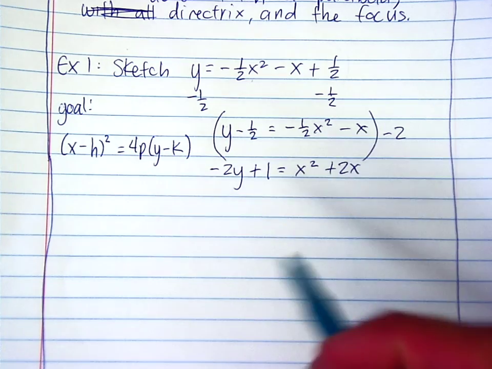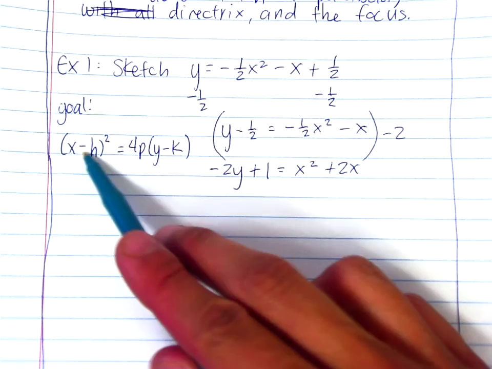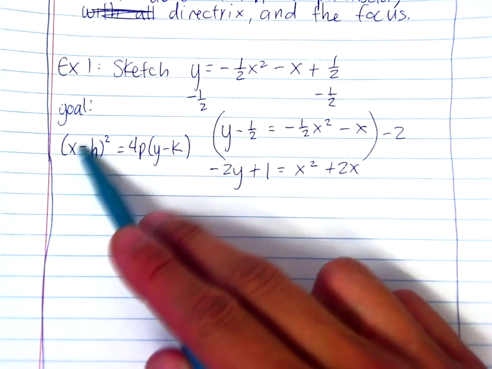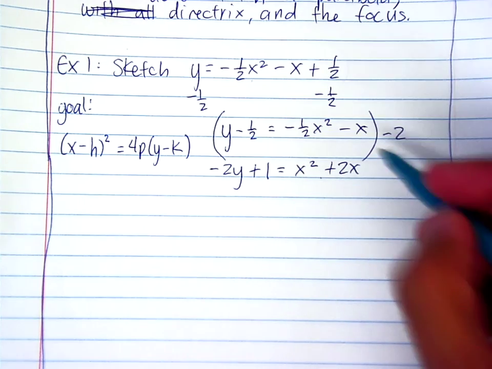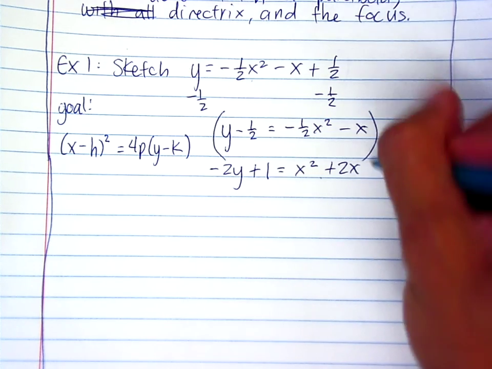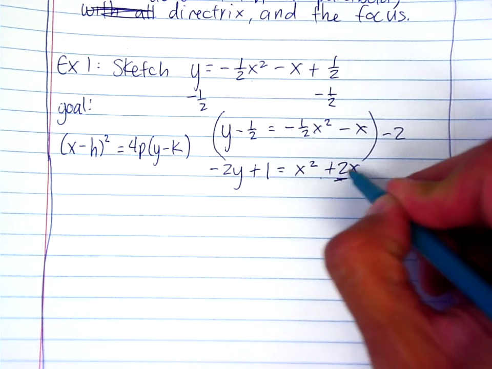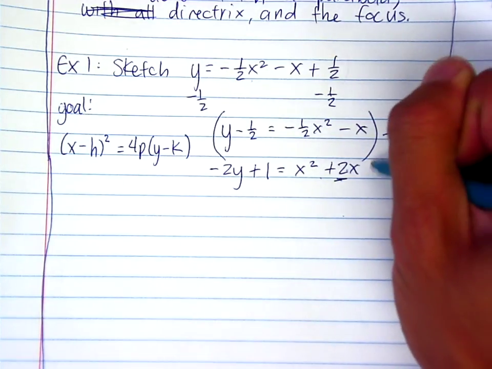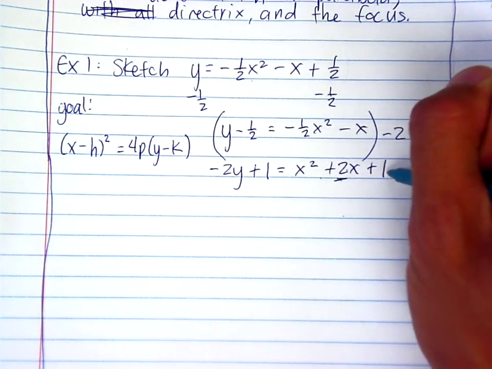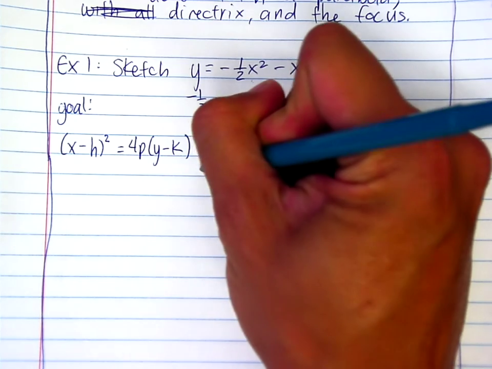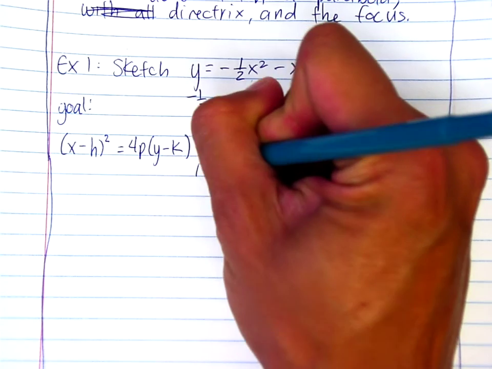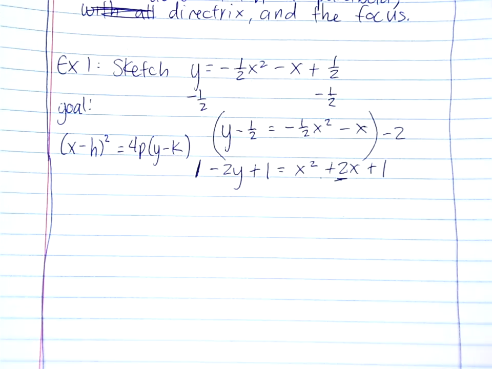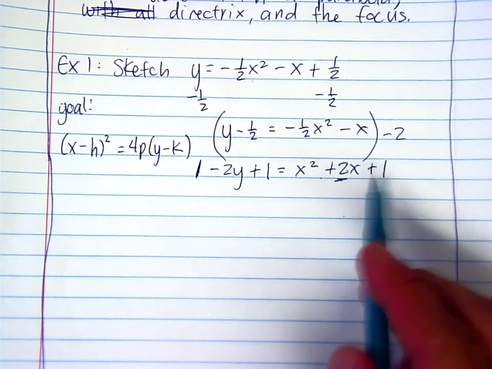Okay, so now it looks like I'm getting a little bit closer. Again, I want to complete the square for the x. So I'm going to add b over 2 squared. Since b is 2, 2 divided by 2 is 1. 1 squared is 1, so I'm going to add 1. And again, if I add 1 to this side, I'm going to add 1 to this side. Okay? So I've added 1 to both sides.